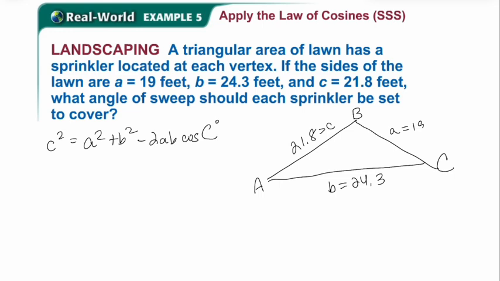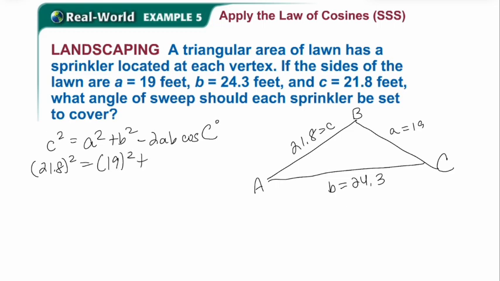Okay. Now, I just put the little degree measure on there to remind you that big C is an angle. Okay. So now let's take the information that we have and let's plop it in. Okay. So little c was 21.8. Little a is 19.